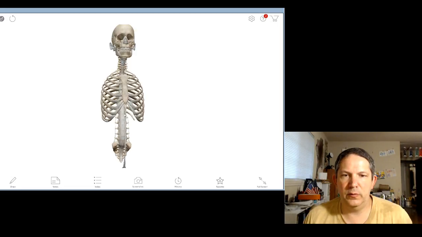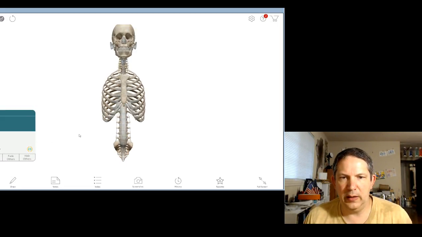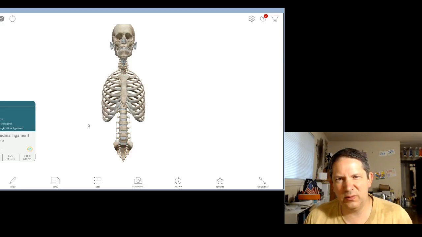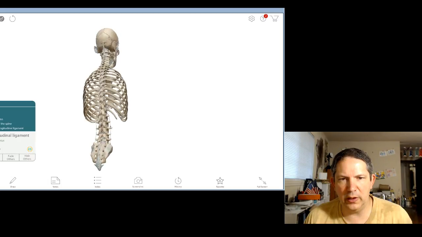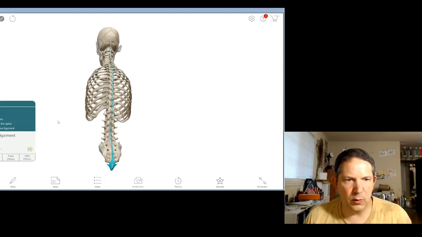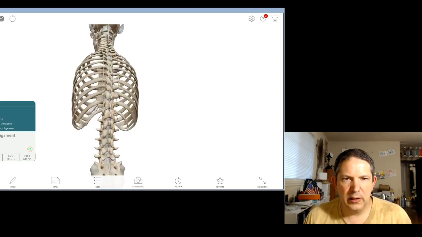I'm going to remove, to begin with, the linea alba and even this anterior longitudinal ligament, because we're focusing on bones, not ligaments, so might as well remove a few other ligaments as well. If I can click on all of them, here's a spinous or supraspinous ligament, it's over the spines. It's worth just clicking around and getting a sense of how they name things.